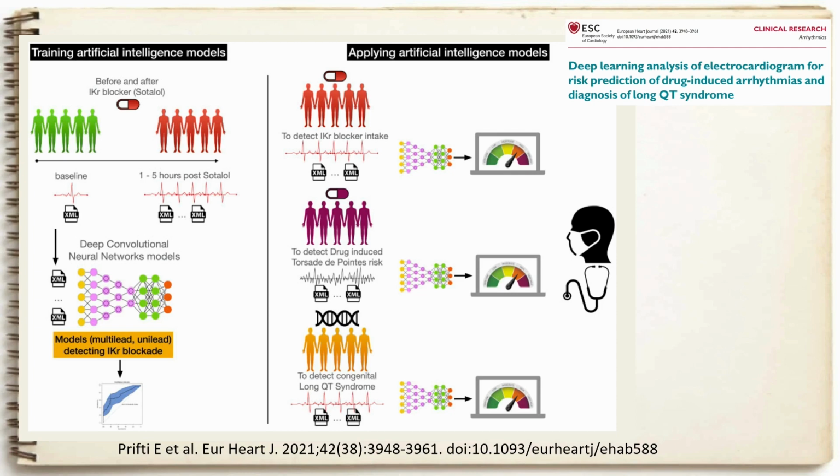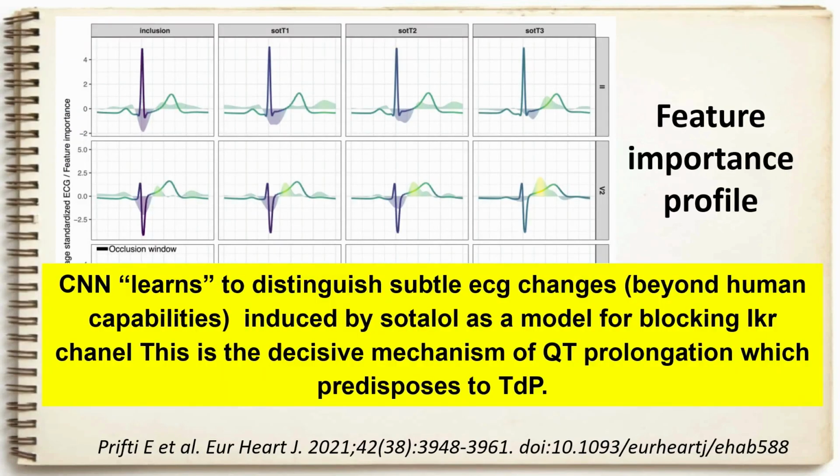Sotalol, in fact, is able to block the delayed potassium rectifier current and identify patients who are prone to long QT by taking drugs, or who have a congenital long QT which is not manifested right on a particular ECG.